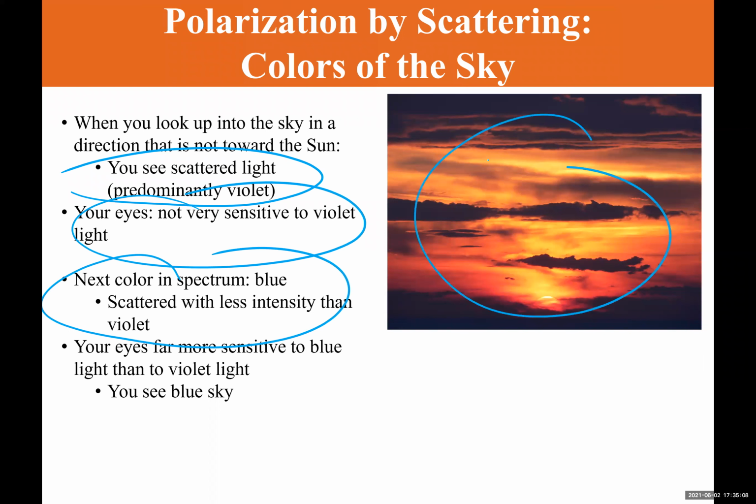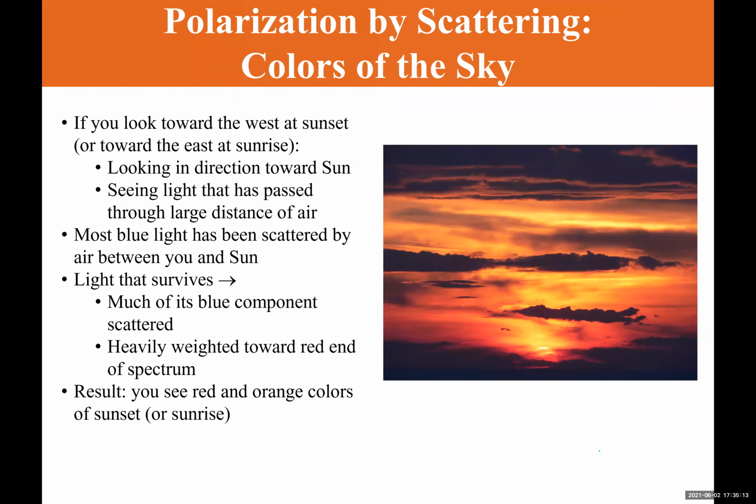That's definitely not the blue sky, but it's what you see during the sunset. If you look toward the west at sunset, you're looking in the direction toward the sun. So why do you see red at sunset, compared to the daytime when it's blue? It depends on how they scatter. In this case, most blue light has been scattered by the air between you and the sun. When you're here, the sun is not coming directly like that, but it's going like this, so the sun is somewhere over here.